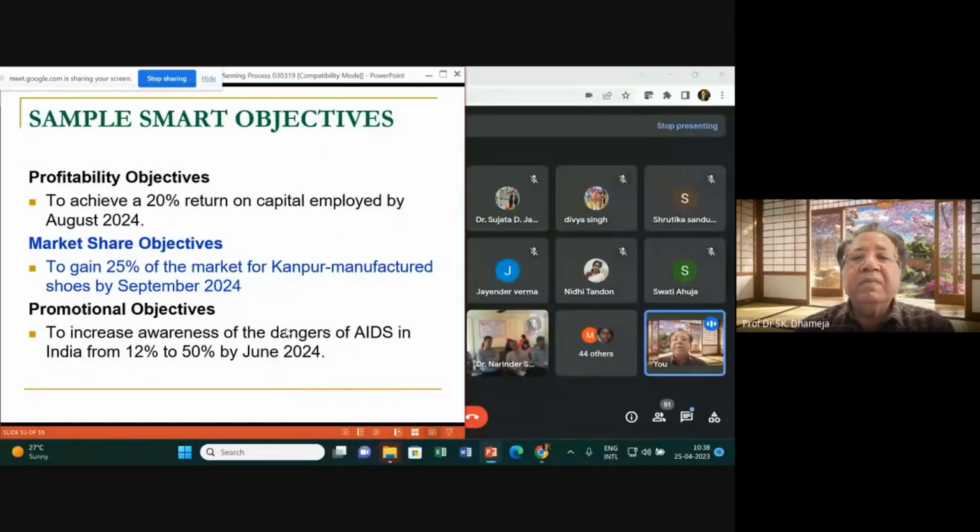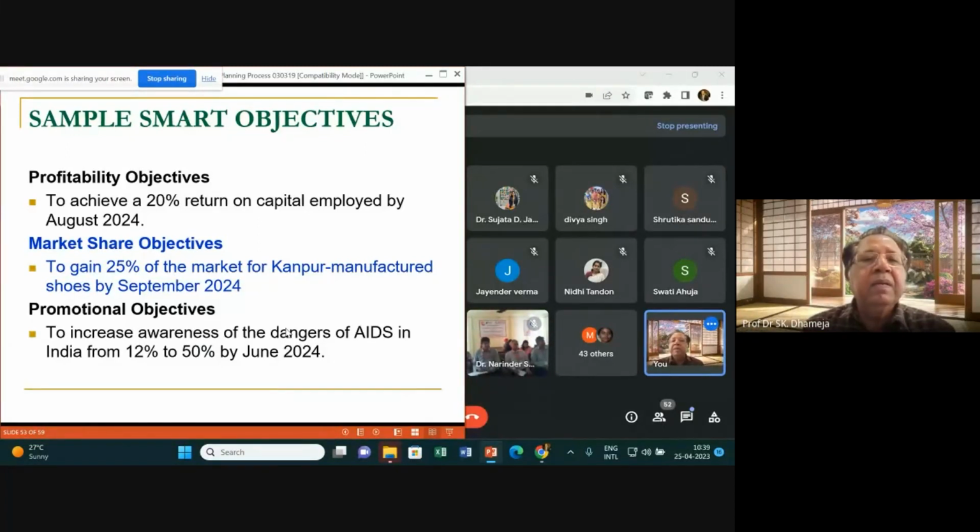Some sample SMART objectives. There's a profitability objective. These are all, there can be some theme based also. For example, to achieve a 20% return on capital employed by August 2024. So it's specific. By this date, you want this much of return. Everything is very specific, measurable.